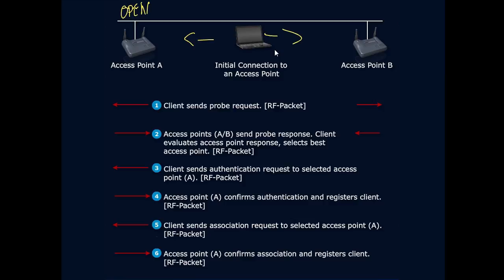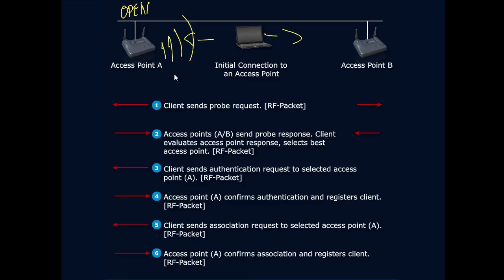Now the client evaluates the access points' responses and picks the closest one or the best signal. In this case, that would be signal A. You know, when you try and connect, you choose what you're going to connect to, right? That's basically what we're looking at here. We are going to choose the access point. Let's say we choose access point A. This is the one that is closest to us.